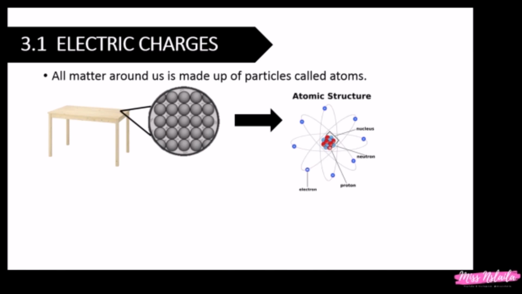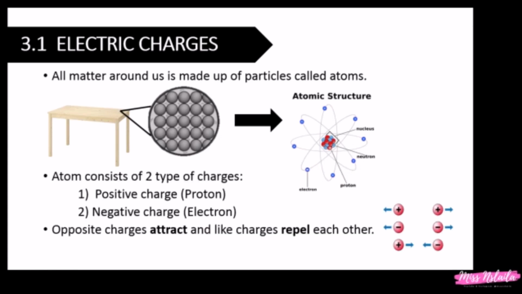What is electric charge? Actually, electric charge comes from the smallest particle called atom. All matter around us is made up of particles called atoms. You can see your table, your chair, your book, your pen, all made up of atoms. When we look in more detail, this atom has an atomic structure. It's made up of electron, proton, and neutron.